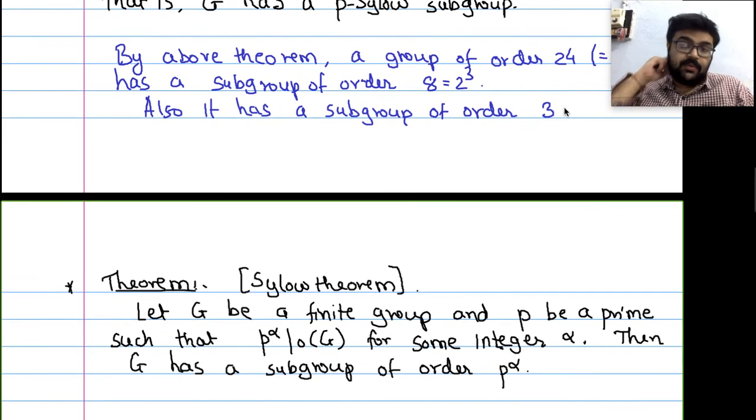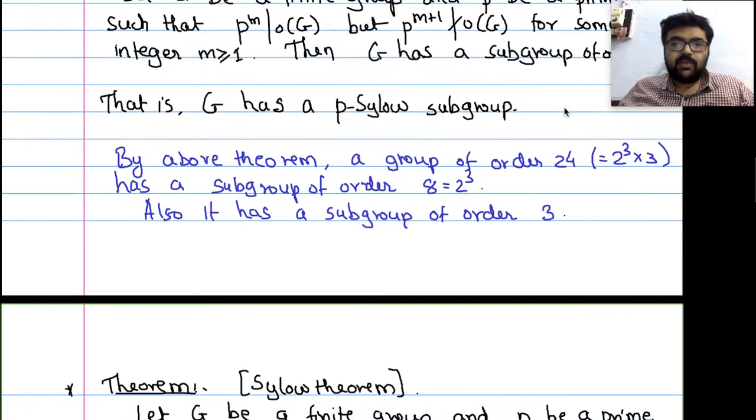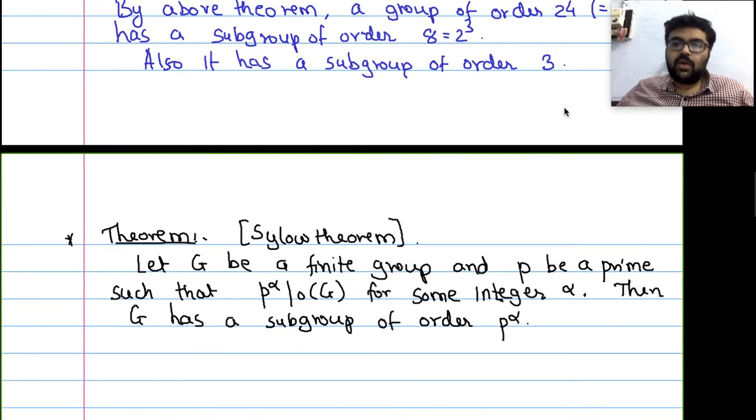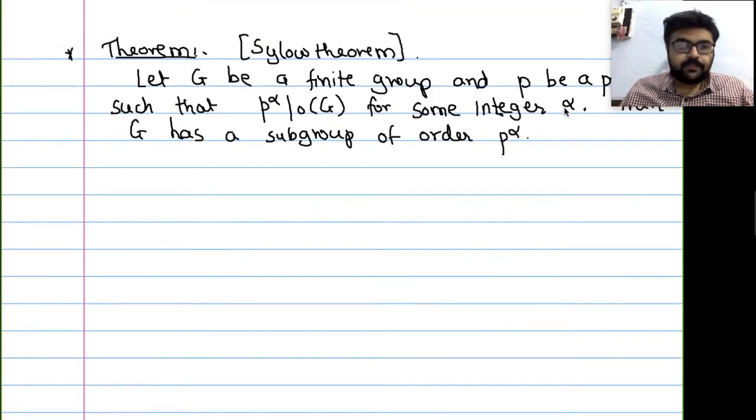So if we prove this, then of course the previous version follows. It has a subgroup of all powers, so the highest power also definitely it will have a subgroup naturally. So that follows as a corollary, as a consequence of this result. So let us prove this one.